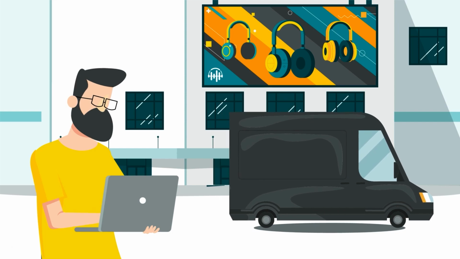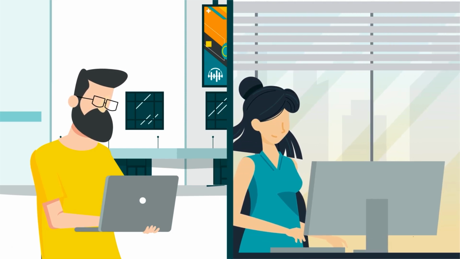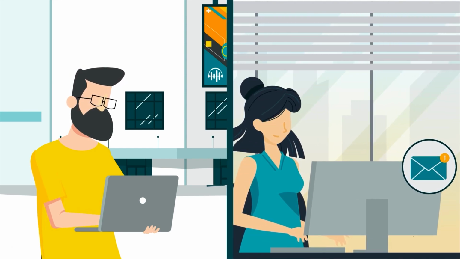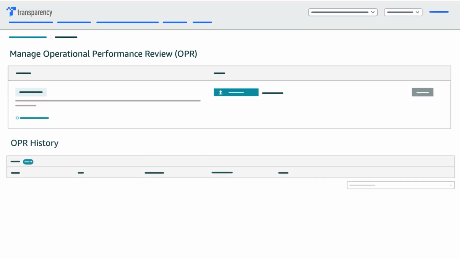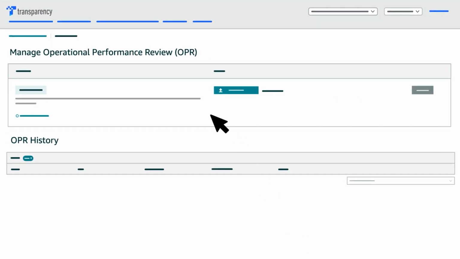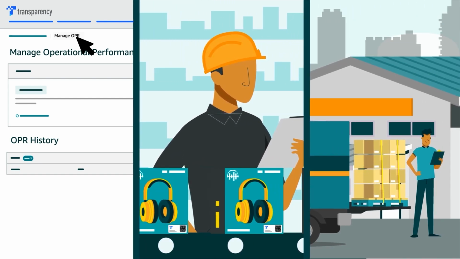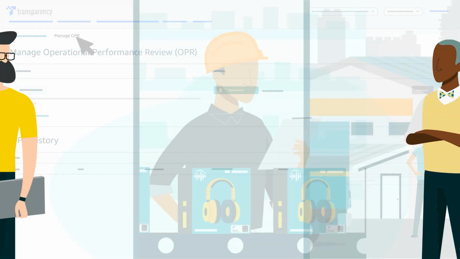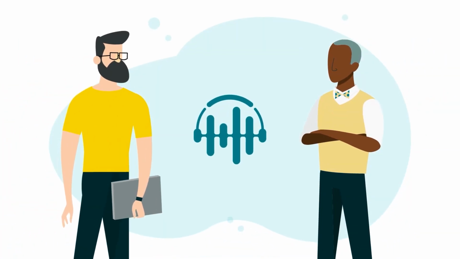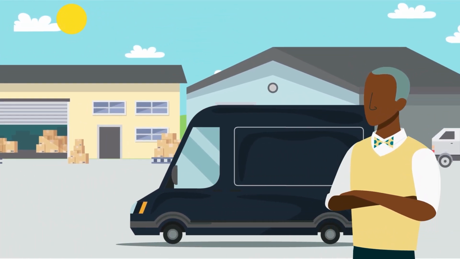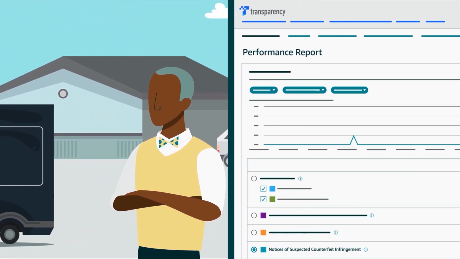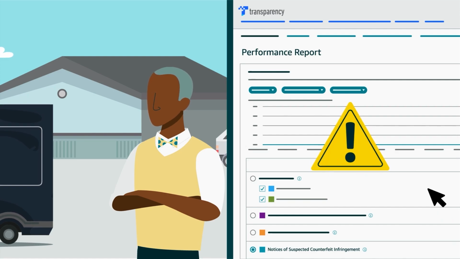If you fulfill shipments yourself, you'll need to message your transparency contact to enable OPR. Otherwise, return to the Transparency portal, select Your Products, and click Manage OPR. Here you can initiate the OPR process and add authorized distributors for your enrolled products. Keep in mind that sellers you designate will also be part of the OPR process, and any unlabeled inventory they send may negatively impact your performance review.